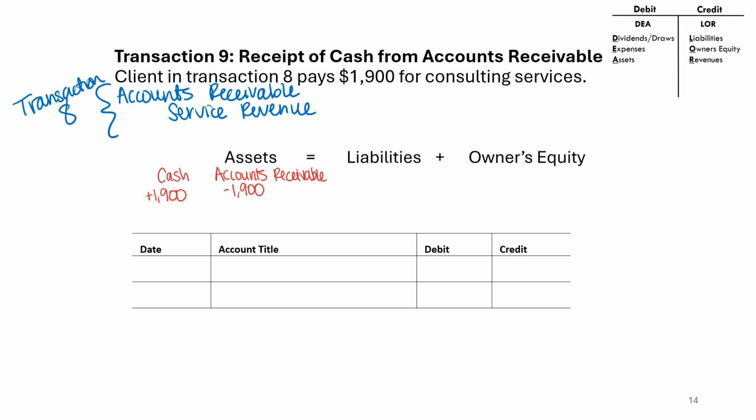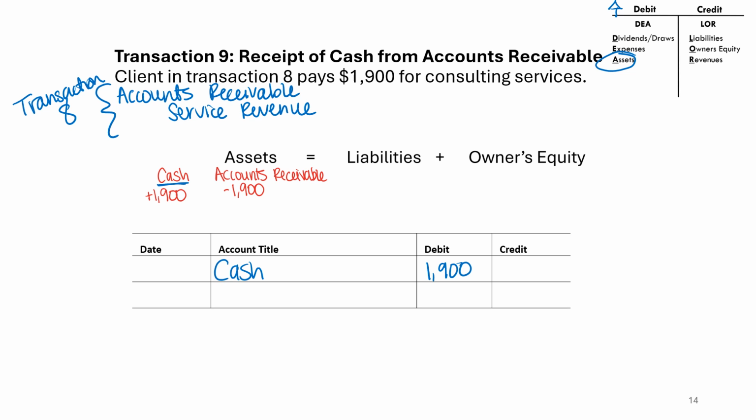So the client in transaction 8 pays $1,900 for consulting services. What that means is that the cash is now being received. So we know cash will be increasing. First of all, cash is an asset. Assets are increased with a debit. So you will debit cash for $1,900.